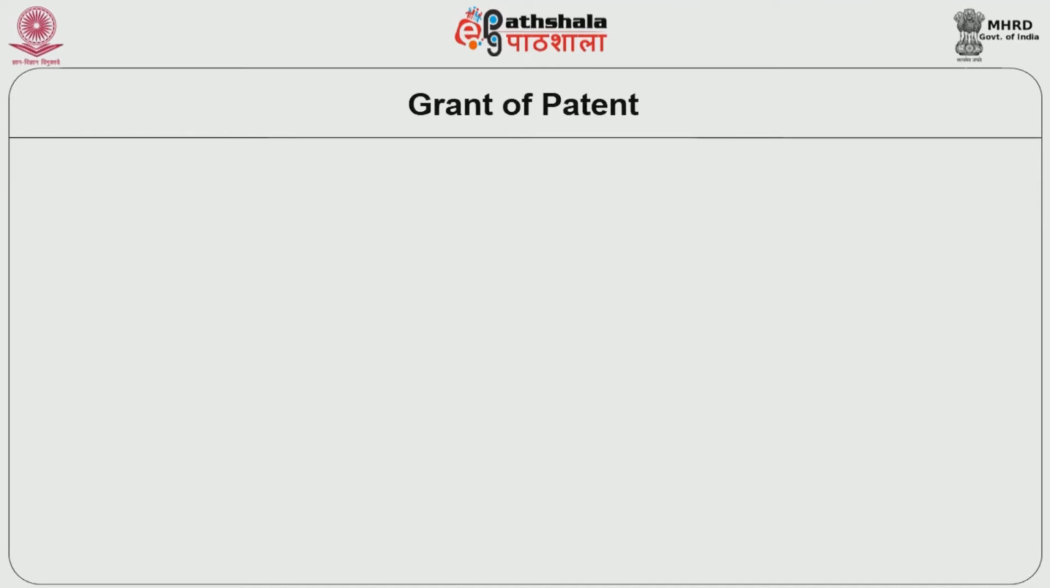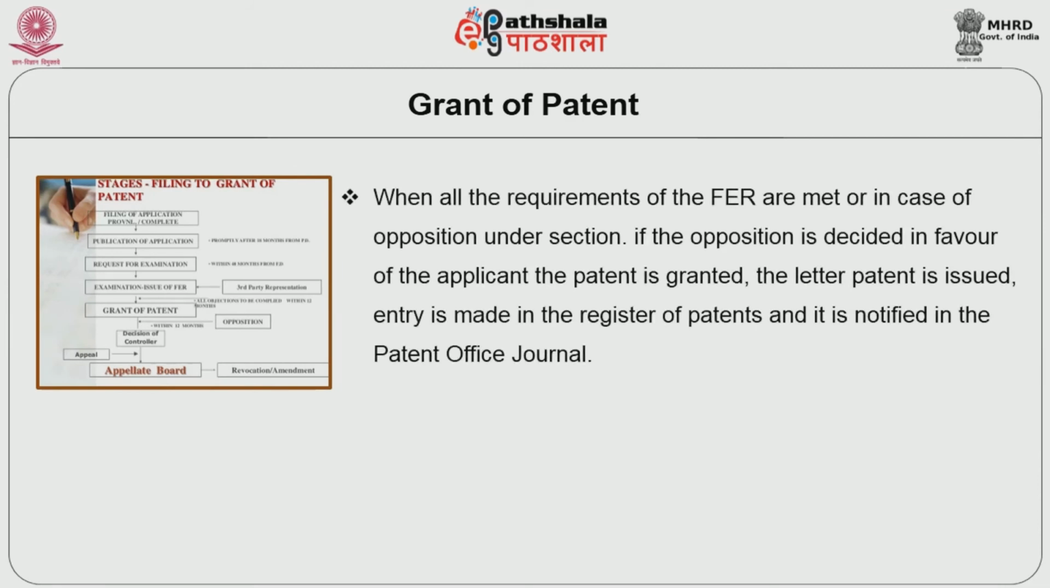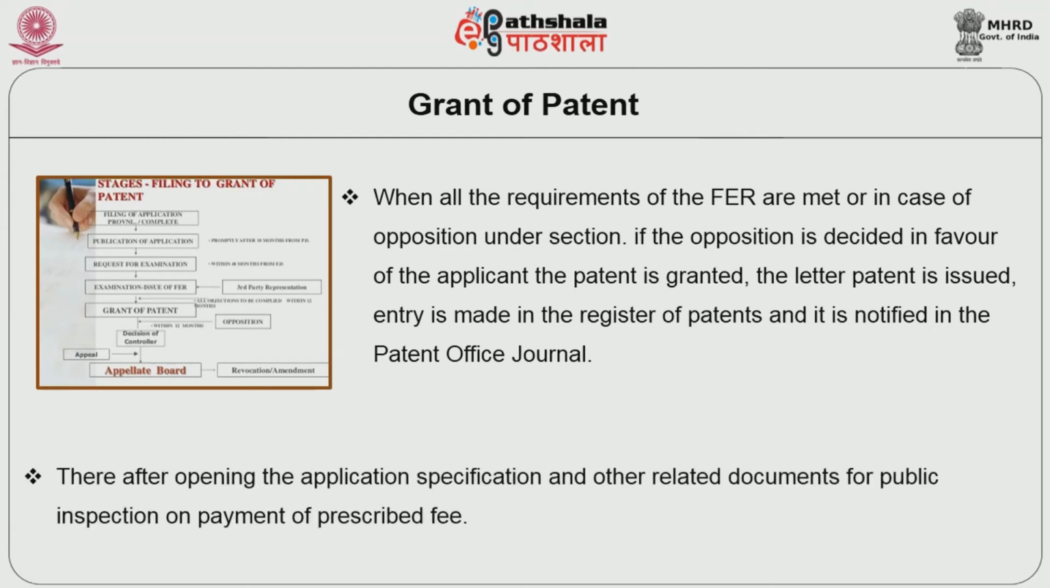Then grant of patent. The first step is the patent application along with the specification, then publication is done. The next is the first examination report, then you give the reply. If the patent office is satisfied with all the requirements of the first examination report, or if there is some opposition to the grant of patent and the reply is suitably given, and the authorities are satisfied, the patent will be granted. The letter of patent is issued after entering the register of patents. Then finally it is notified in the patent office journal. Once the patent is granted, if any member of the public is interested in seeing the document, by paying the prescribed fees they can go through the application and inventions.